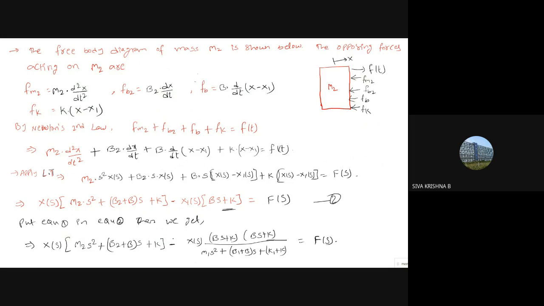So cross multiply here, that means take LCM, and take x of s common in these two and take LCM also. So directly take x of s by f of s. That is the final transfer function. Okay.